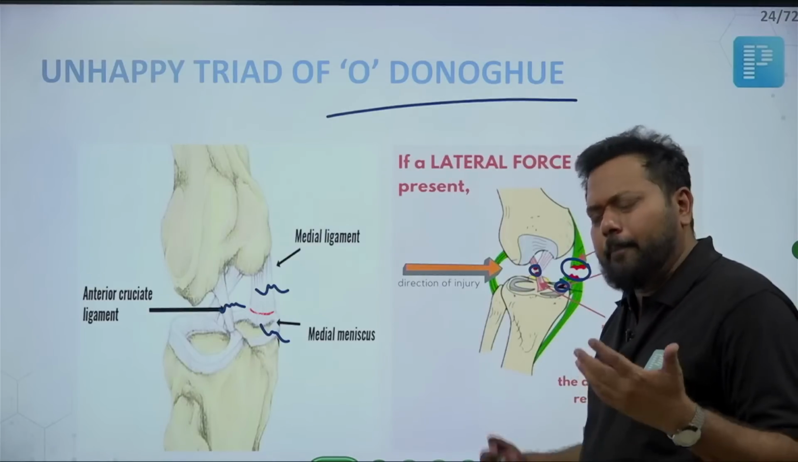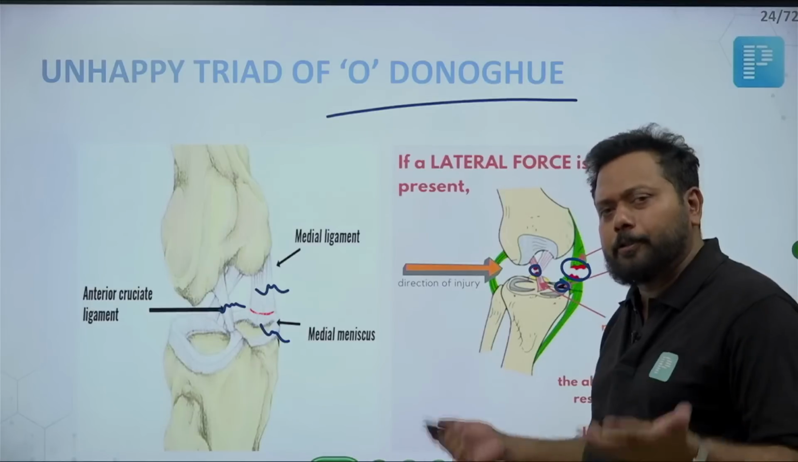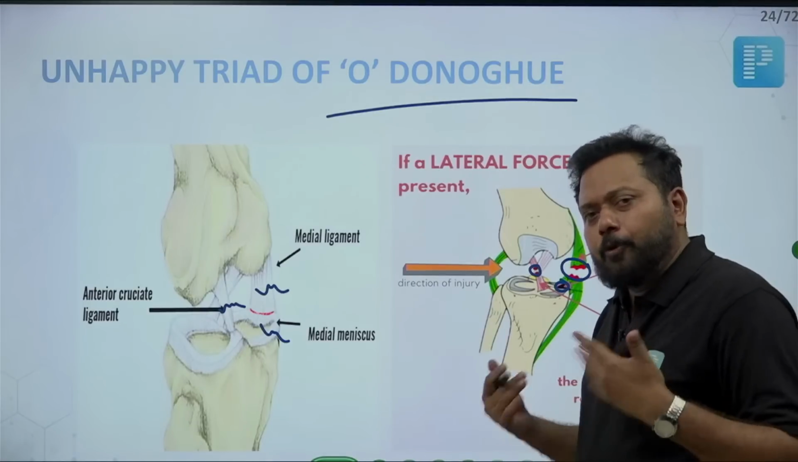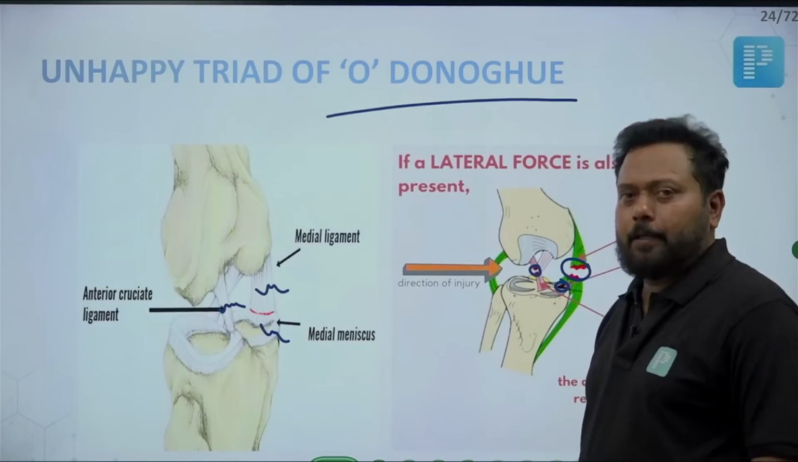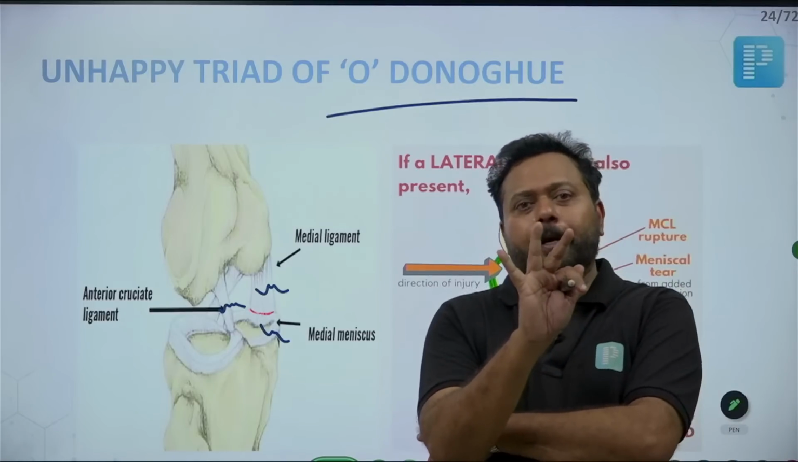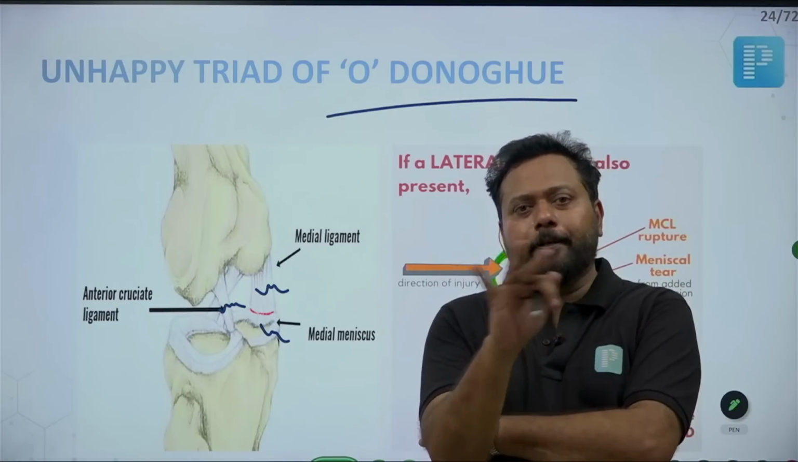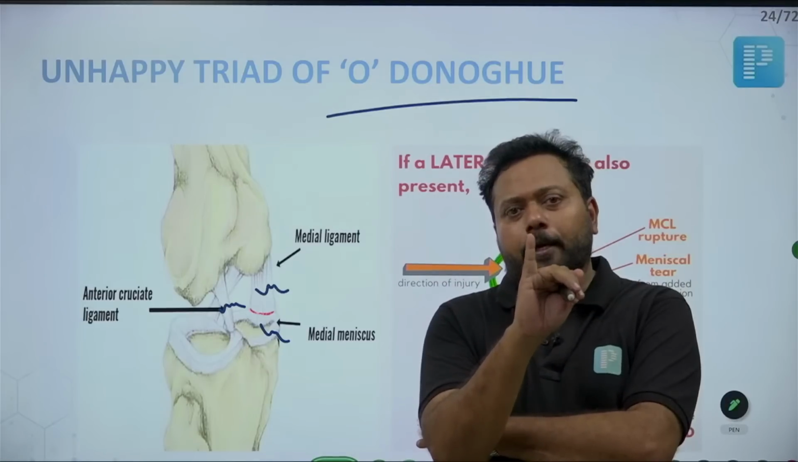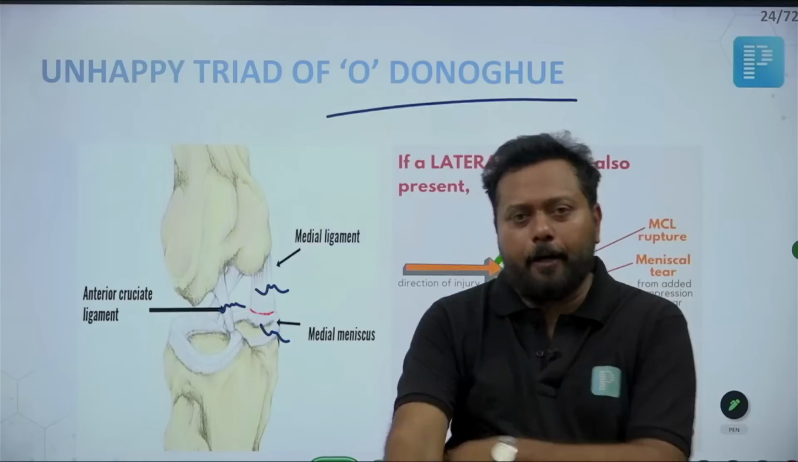And why is it called unhappy? The treatment is obviously arthroscopic repair. Prognosis is not good, because if you don't treat, it will go on to permanent instability. That's why it's called that. So all 3 unhappy triads are completed today, dear friends, in orthopedics: unhappy triad of shoulder, unhappy triad of elbow, unhappy triad of knee. Right.